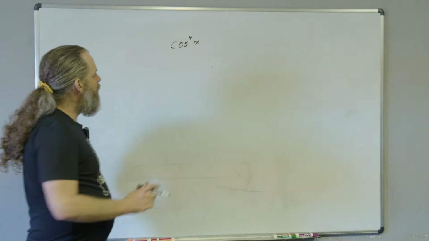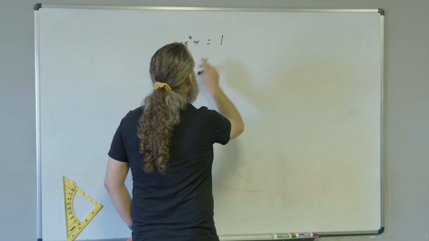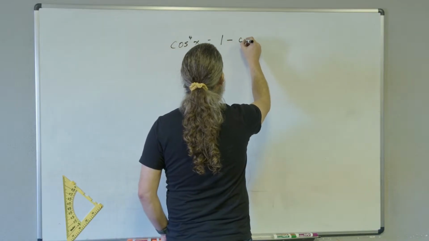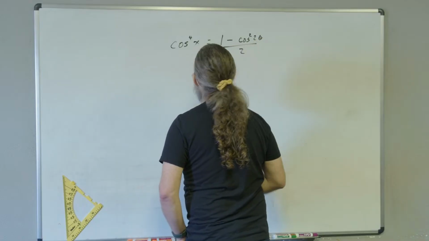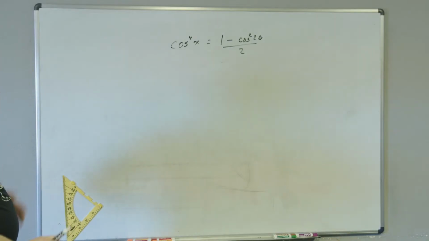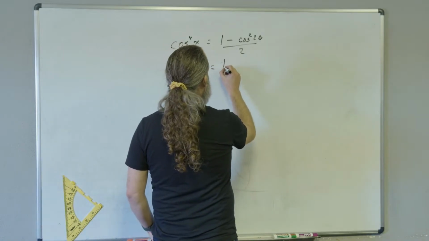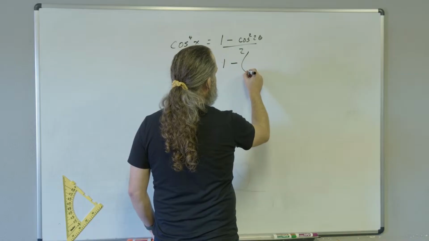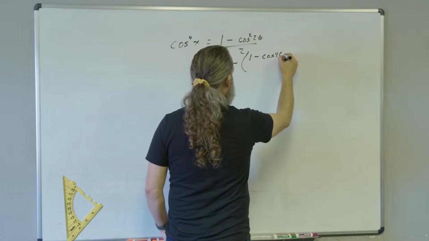So this would turn into 1 minus cosine squared 2 theta over 2. That's kind of useful. Sort of. We could do it again. We could totally do it again. 1 minus cosine 4 theta.